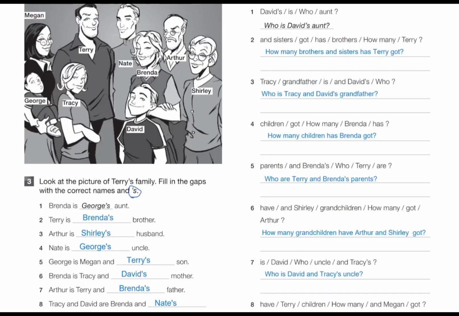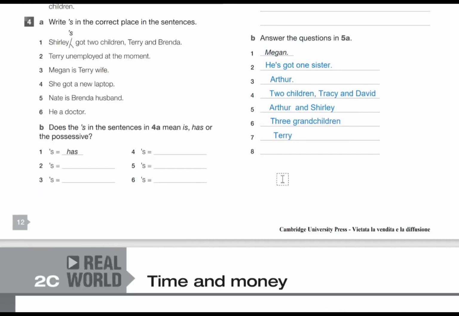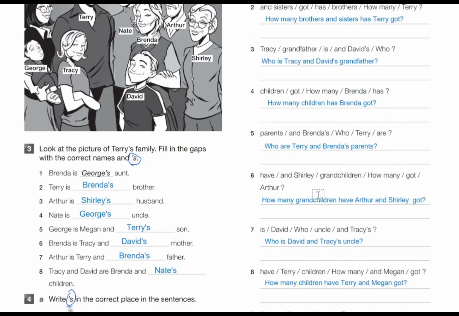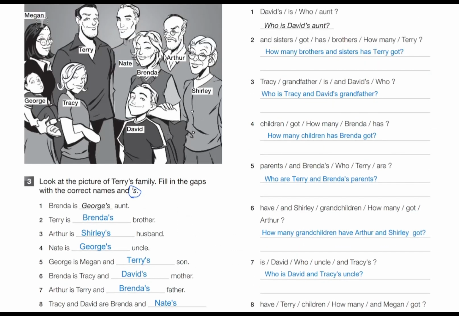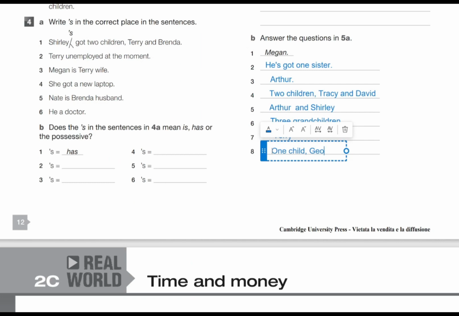Number seven, who is David and Tracy's uncle? David and Tracy's uncle is Terry. So we're going to write here Terry. Okay, the last question. How many children have Terry and Megan got? They've got only one boy called George. So one child, and his name is George. That's it, guys. So in this way, we've finished 2B.